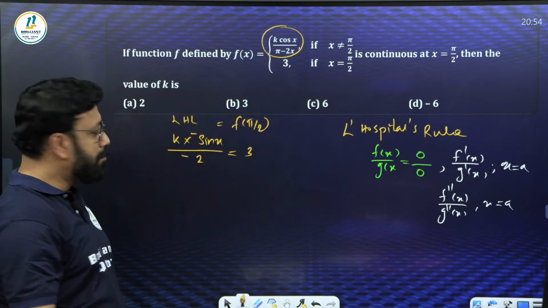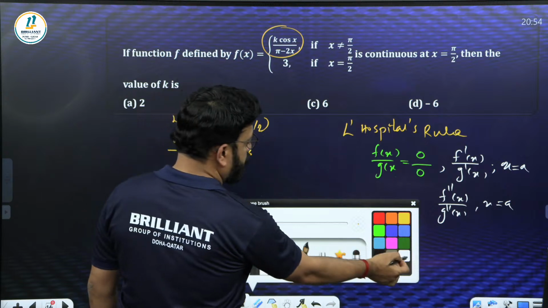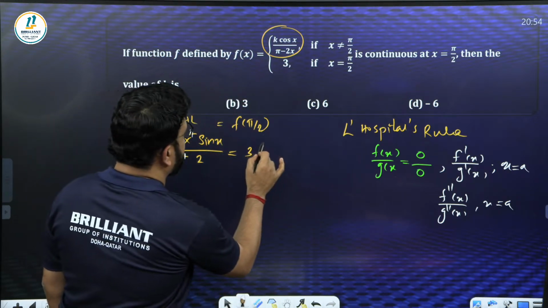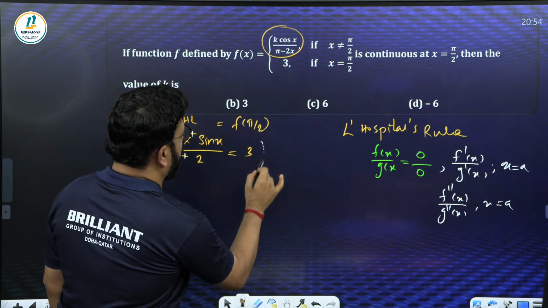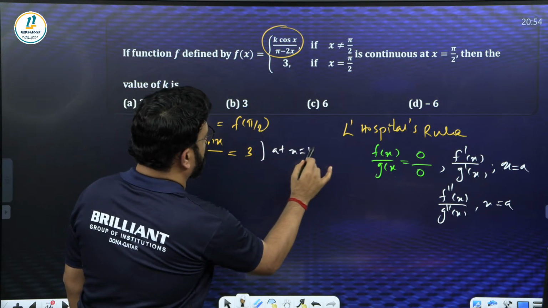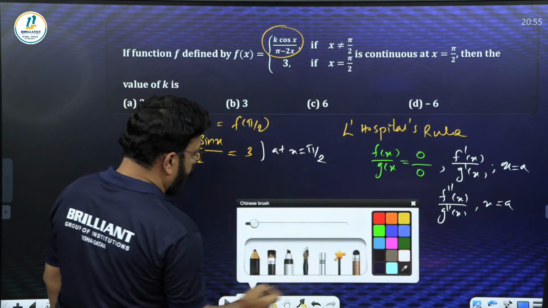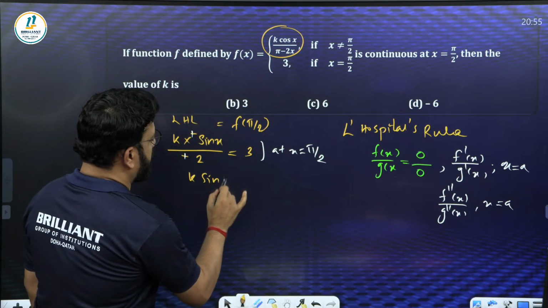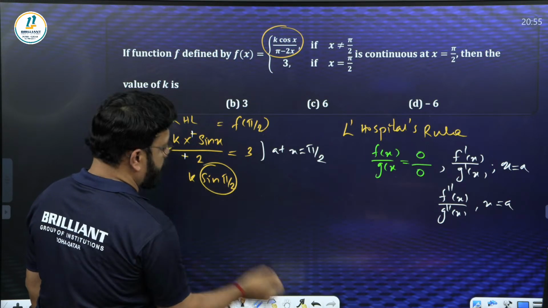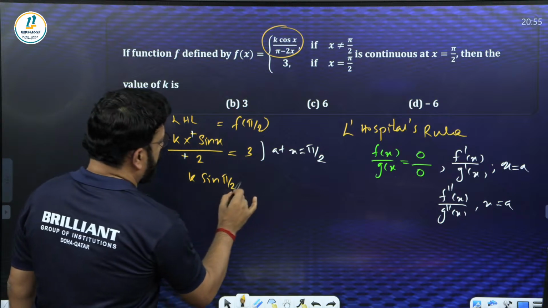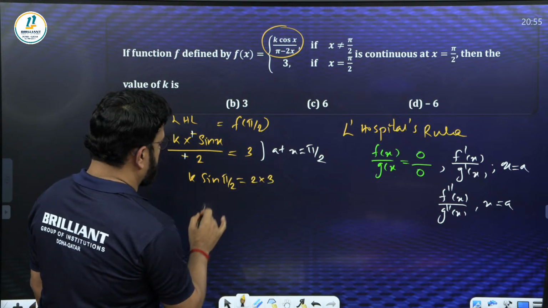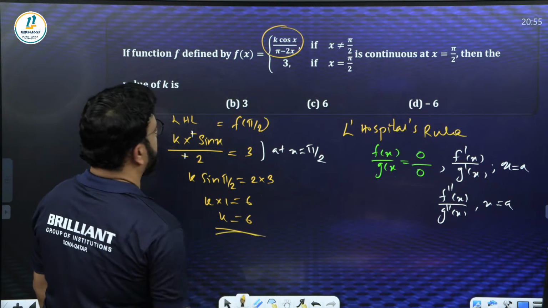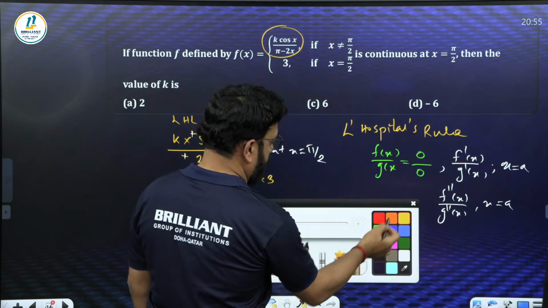Minus of minus goes to plus. Sin at the value we want to substitute here, at x equal to pi by 2. You know, k by 2 is there, k into sin pi by 2, and sin pi by 2 goes to 1. 3 into 2, 2 3s are 6. k into 1 equal to 6. k equal to 6 is the answer. k equal to 6 is the right answer.